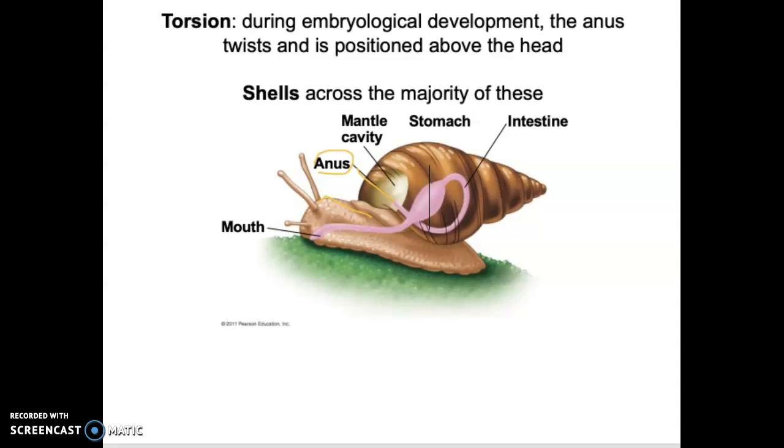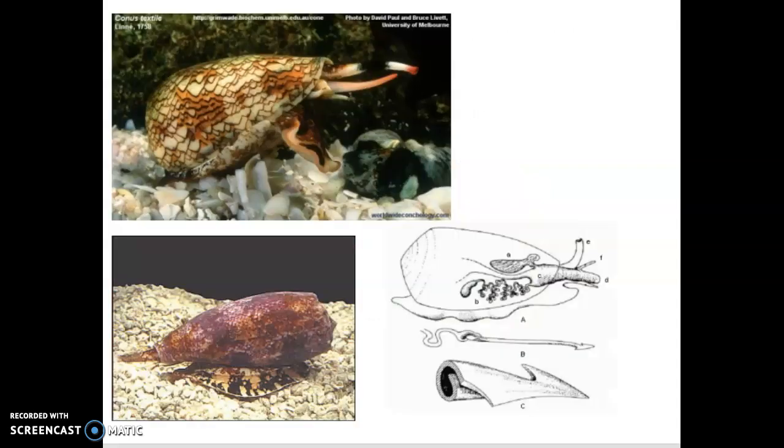All right, now they do have radulas. Radula is going to be on the underneath side here. It's going to be used to scrape algae, to chew up debris, things like that. Unique story, kind of a scary story. Here's a little story about a type of mollusk called the cone snail.